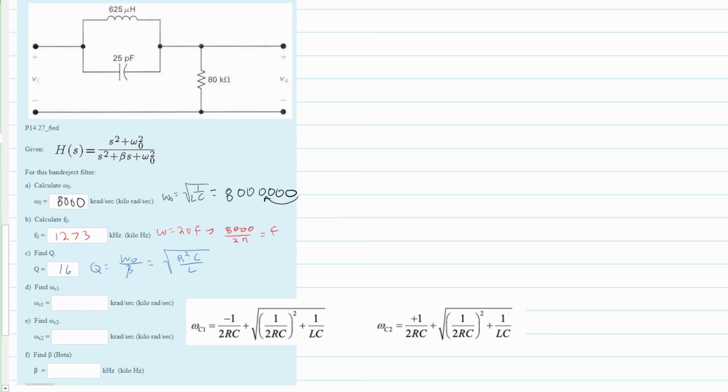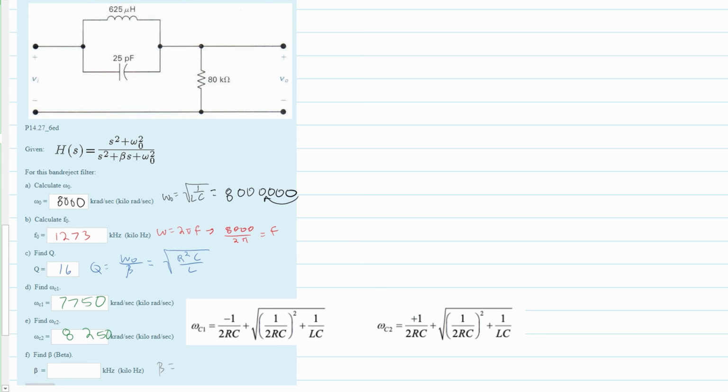And so we would plug in our R, we would plug in our C, and we plug in our inductance, into these two equations, whatever numbers you have for your inductor, your capacitor, and your resistor. And you plug those in respectively. From this, you're going to get approximately 7,750 for this problem, and then 8,250 kilorads here.